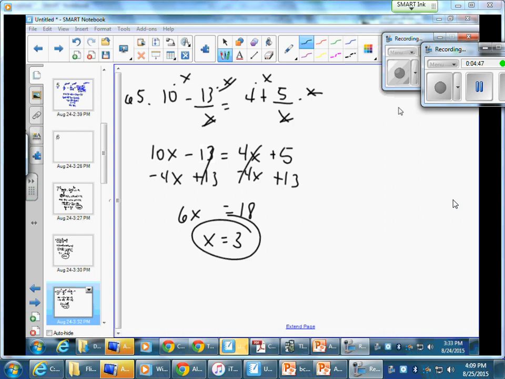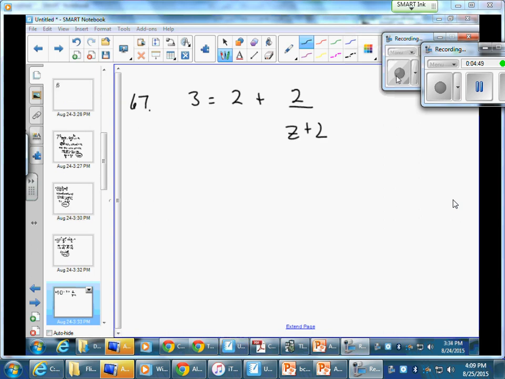Alright, problem 67 is 3 plus 2 plus 2 over z plus 2. Now, z plus 2 is my only denominator, and I need to multiply by that. And I could do that now, but really what's easier is since there's a 3 and a 2, the easiest thing to do is go ahead and move that 2 over with the 3. And it becomes 1 equals 2 over z plus 2.